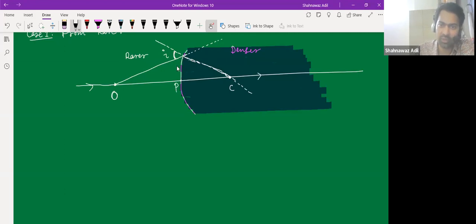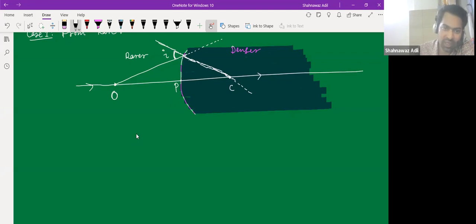This is the normal, right? The line passing through the center of curvature, that is the normal. So for this surface, this would be normal. For this surface, this would be normal. So the normal ray passes through the center of curvature. Okay.